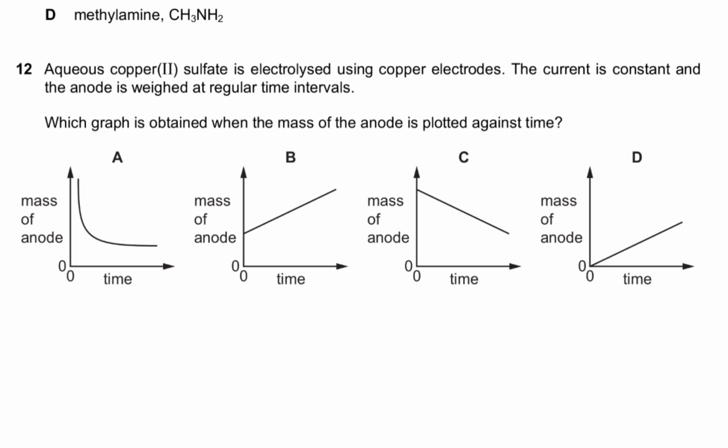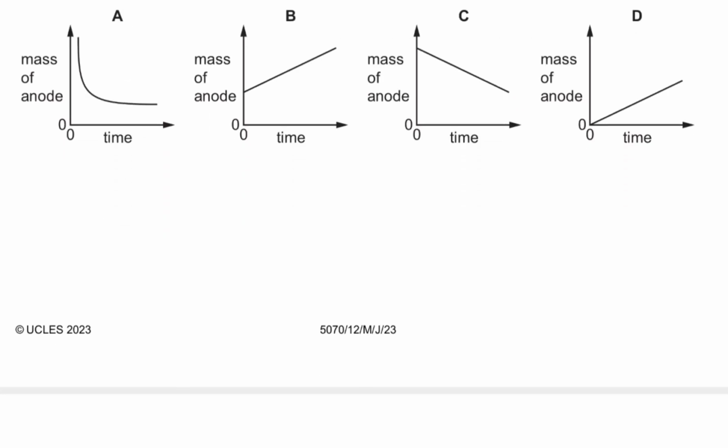The current is constant and the anode is weighed at regular intervals. Which graph is obtained when the mass of the anode is plotted against time? When you plot the mass of the anode, because the anode is releasing copper as Cu2+, the mass of the anode will be constantly decreasing. So the C option is correct, in which the mass of the anode is shown declining.